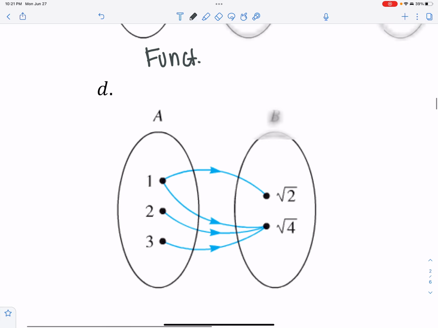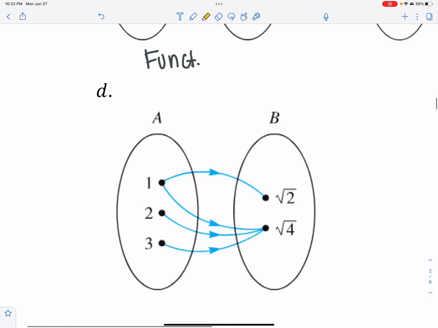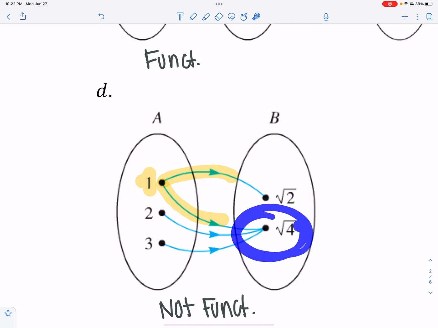Versus letter D, where I've got two arrows coming off of the number 1. That means this x value is going to two different places. It's being repeated. So this one is not a function. Make a big note that it does not matter that the y value has multiple things coming from it. All that matters is whether there is a repeated x value.